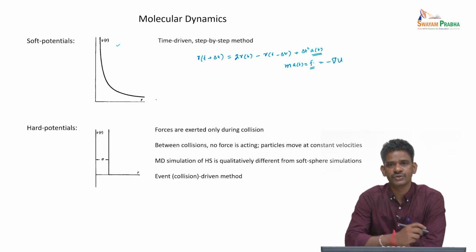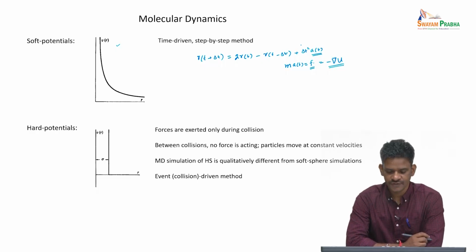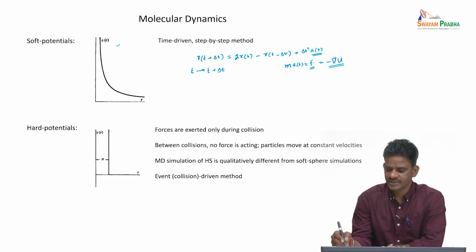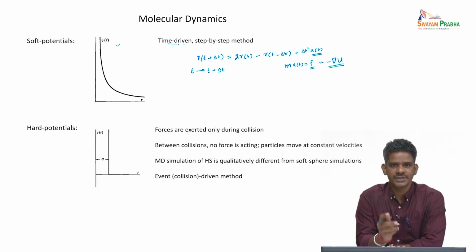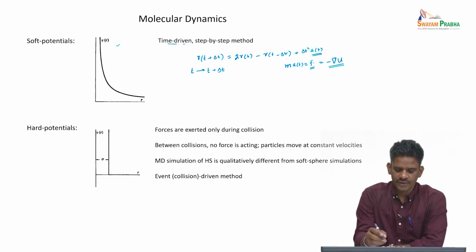If the potential energy is a smooth function of r, then it is possible to get a differential form of the potential, and then you can do this MD simulation of the soft sphere model, where we take time and update it with some small delta t, then update the particle positions based on the estimate of forces. Time, positions and velocities are all updated, and we call this a time driven method, because we take a small time delta t and at each time step we update the particle positions. So, this is known as a time driven step by step method.